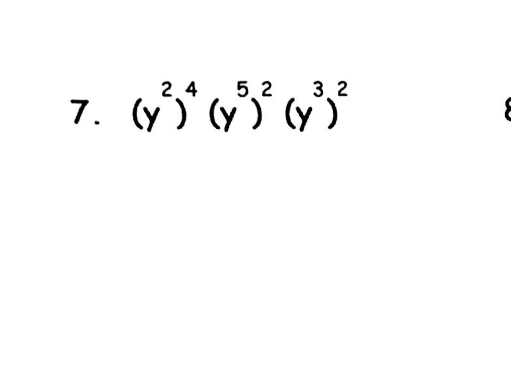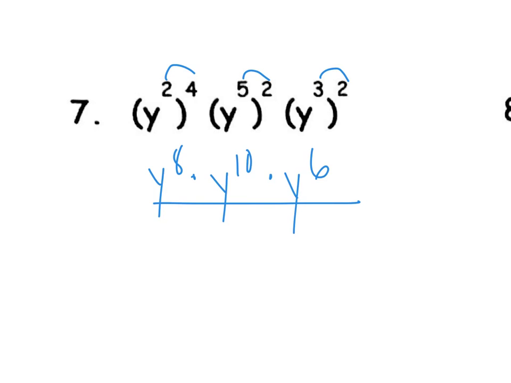If we go down here, 7 has multiple things going on. So I'm going to distribute to all of them. So I get y to the 8th, y to the 10th, and y to the 6th. And now we're not quite done yet, because now we can even combine all of these. Since this is multiplication, again the first thing we learned, we simply add our exponents. 8, 10, and 6 make 24. So y to the 24th.